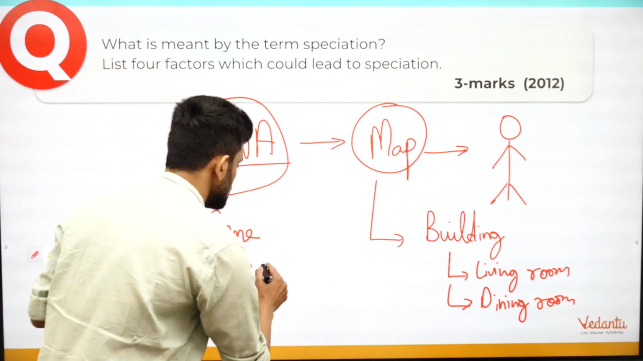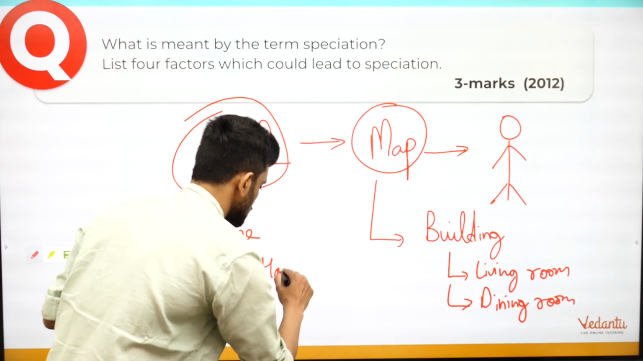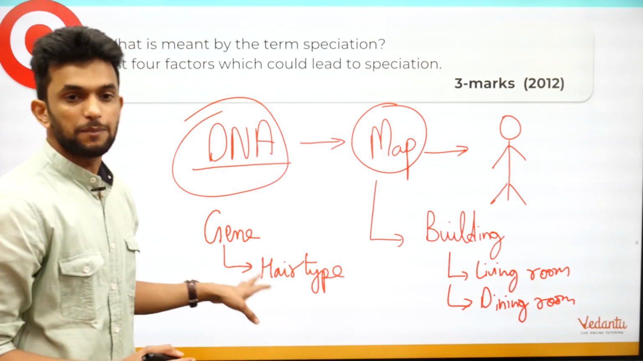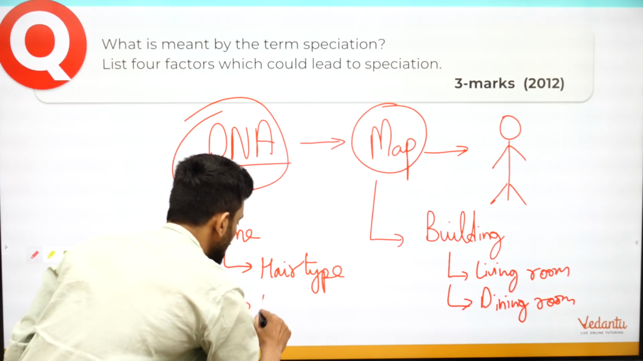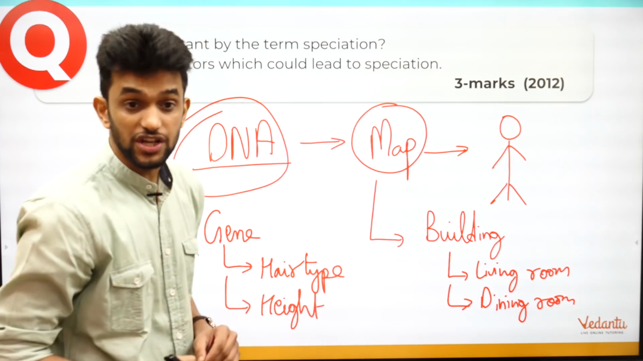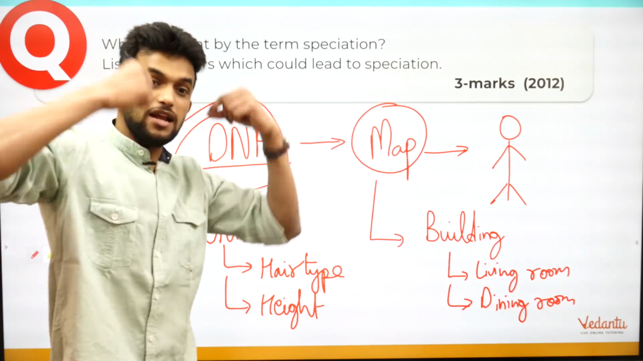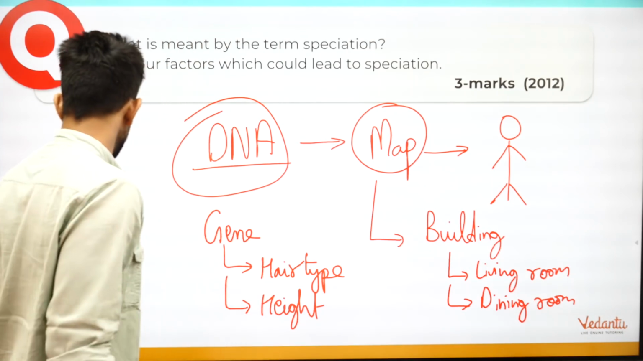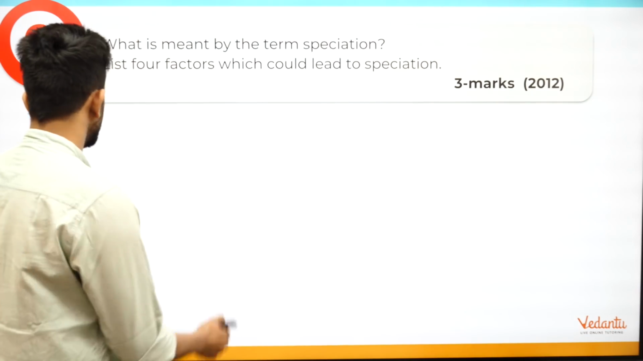Say gene 1, say my hair type. The map of my hair type is 1 gene. The map of my height is 1 gene. Are you able to follow? There are many millions of genes inside me. Likewise, there are millions of genes inside you. I'll just draw it and you'll be able to comprehend more.